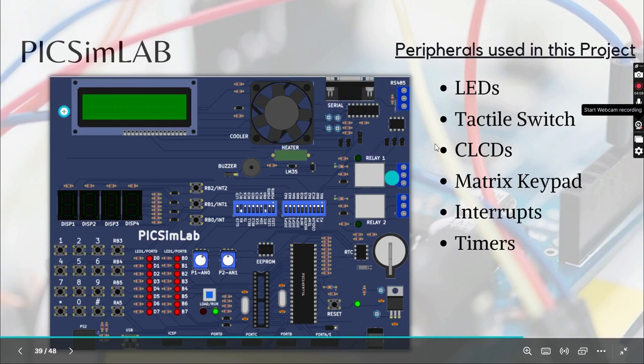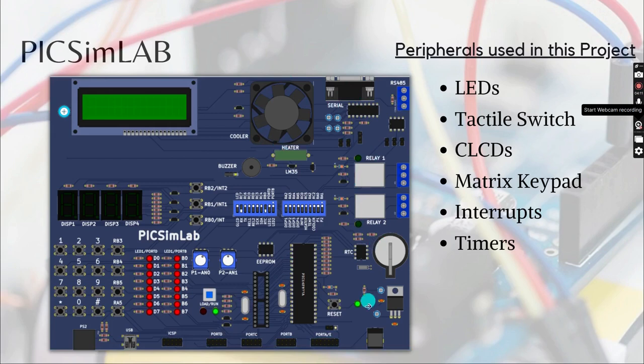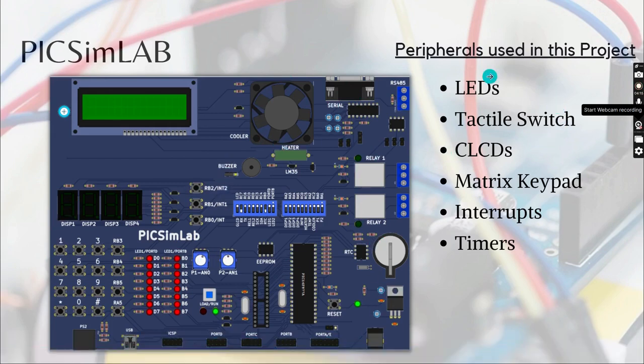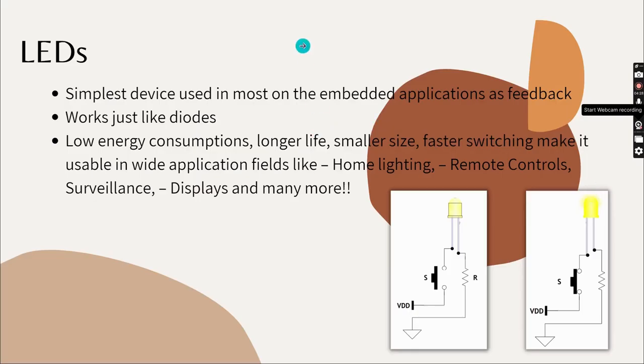And this is our connector. These are serial ports which are used for communication. These are MOSFETs and many other things. For this project, we mainly use these peripherals: LEDs, tactile switch, CLCD, which is a 16x4 CLCD, our matrix keypad, our interrupts and our timers.